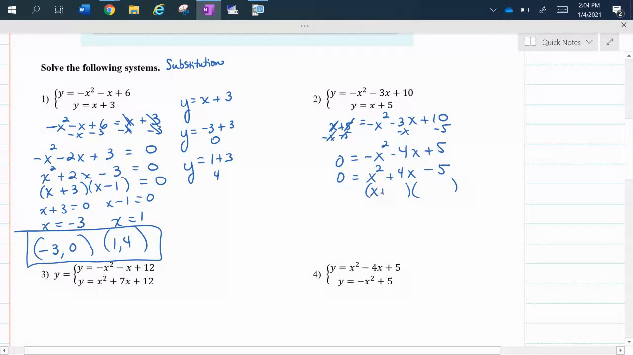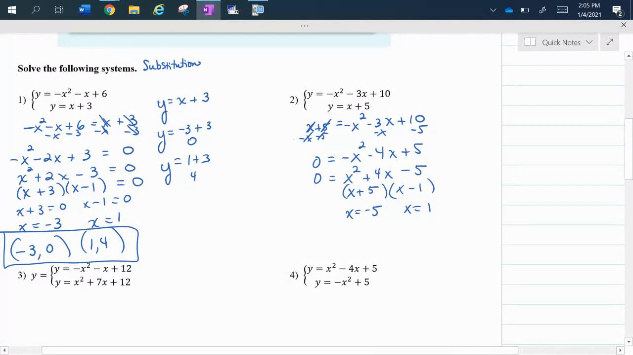Let's see, x plus 5 times x minus 1. I think that's going to work. Let's check our work here. So we've got x plus 5. I'm checking all my work. Subtracting x minus 4x, subtracting 5. Okay, so we get x equals negative 5 and x equals 1. Once again, that leads me to believe that we have two solutions.